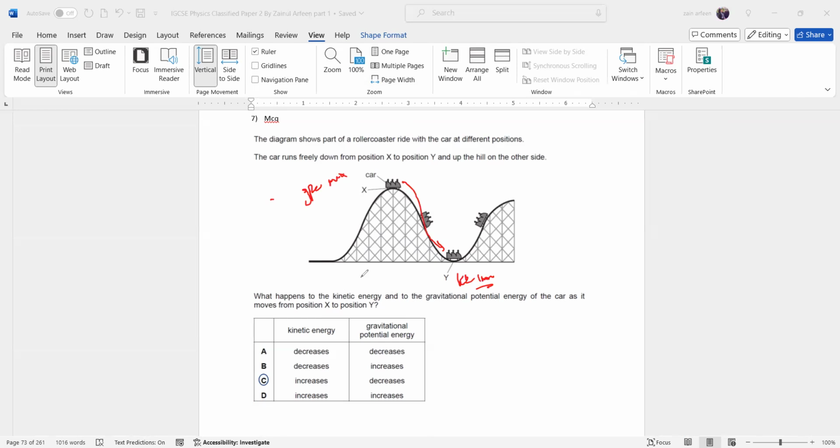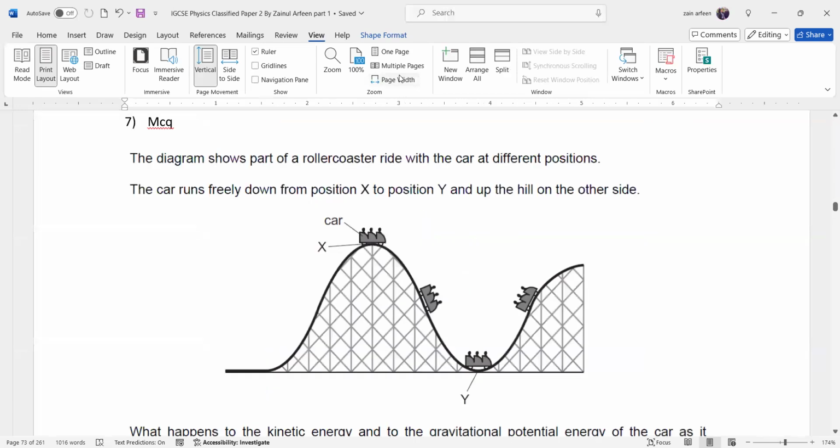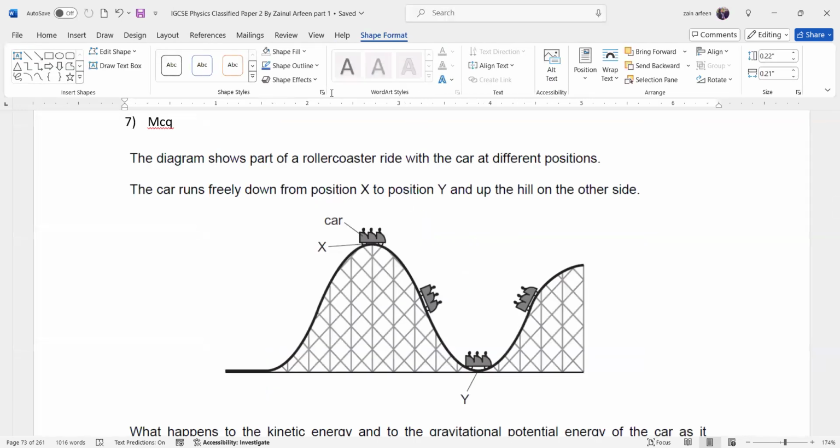So what happens to the kinetic energy and the gravitational potential energy of the car as it moves from position X to Y? The kinetic energy will increase and the gravitational potential energy will decrease. That's why C is the right answer for this, because the height is decreasing, so gravitational potential energy will decrease.